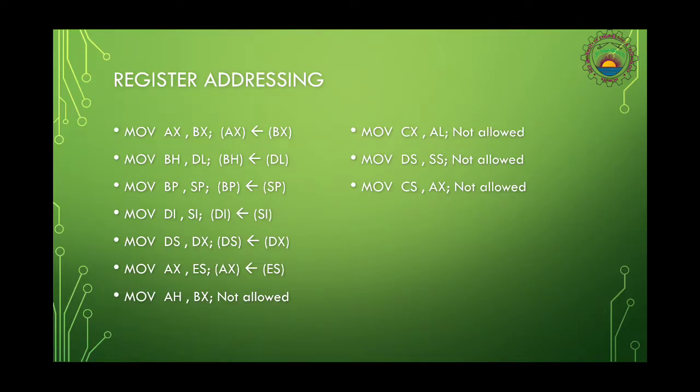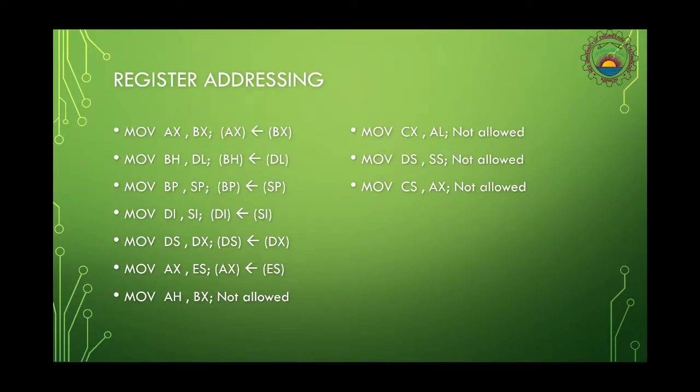So here we have used index registers. DI is the destination index, SI is the source index, both are 16 bit. SI contents will be copied into DI. SI will remain the same, DI will change.